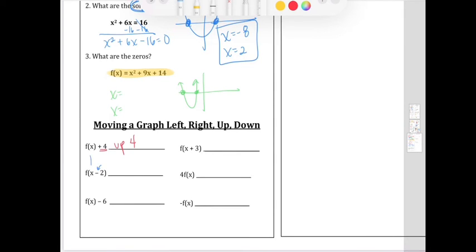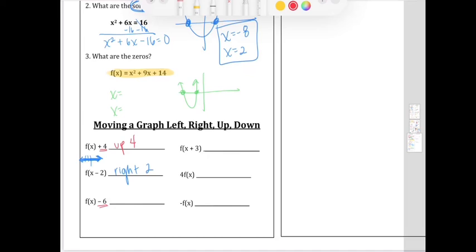If the number is inside with the x, the x-axis runs left and right, so it's going to be either left or right. But it's always the opposite of the sign. You would think that a minus sign moves to the left, but the x is always a liar, so it actually moves to the right. So this one is right 2. You can always plug it into Desmos and see which way it moves.